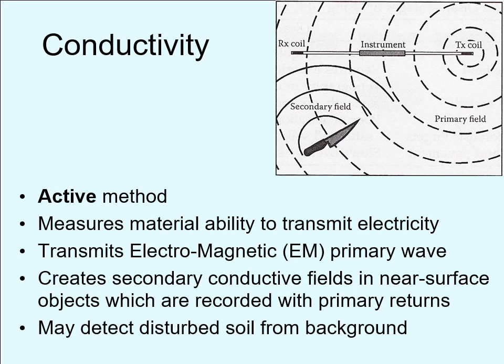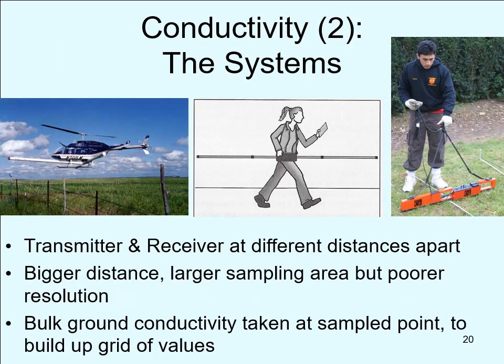So conductivity then is an active method. It's pulsing out a signal from a transmitter, TX on this diagram on the top right, and then recording both the remnant primary fields that you've transmitted and any secondary fields that get generated by the receiver, the RX on the image. It's really good for looking at things like disturbed versus undisturbed soil in certain environments. So quite a useful method.